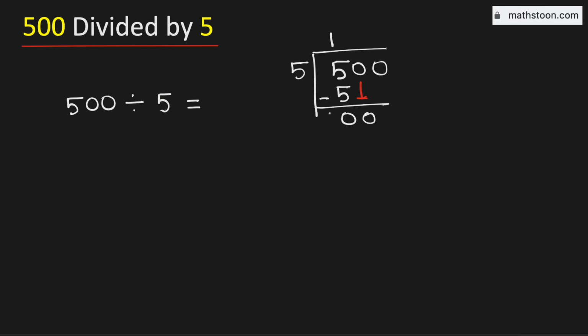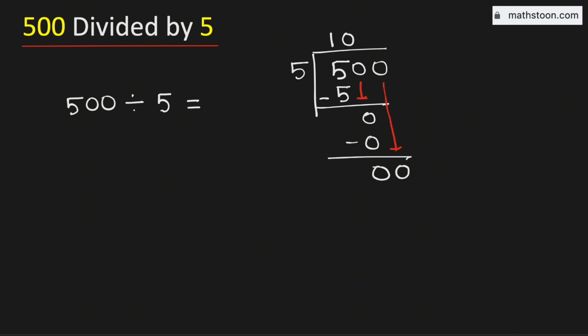Now see that this is the number 0, so we can write 0 in the quotient. Now we know that 5 times 0 is 0. Subtract, we get 0 again. Again 0 is less than 5. That is why we will bring down this number 0 here.